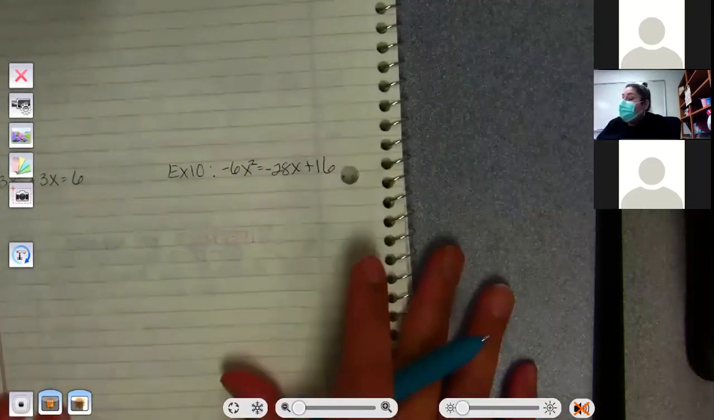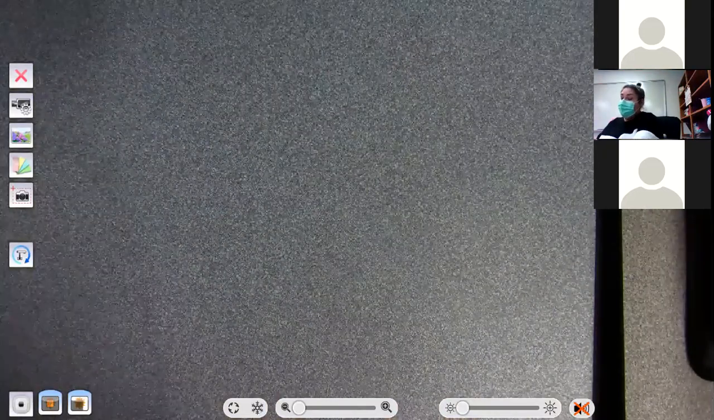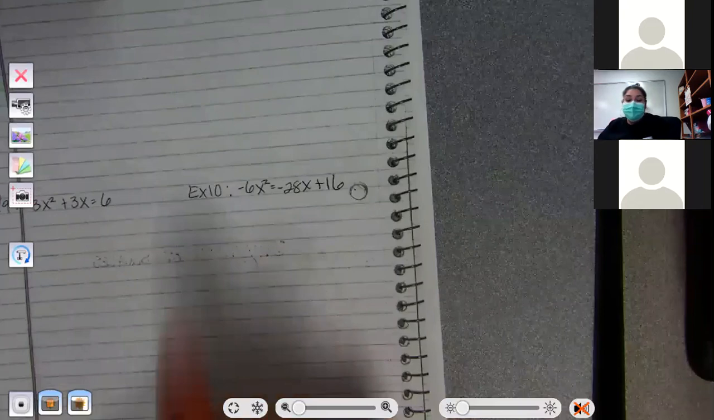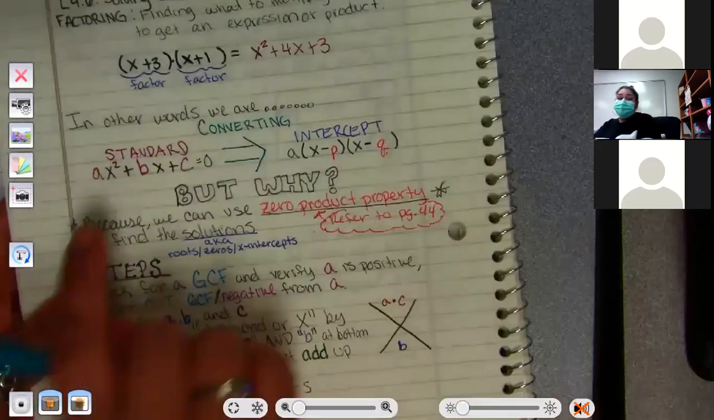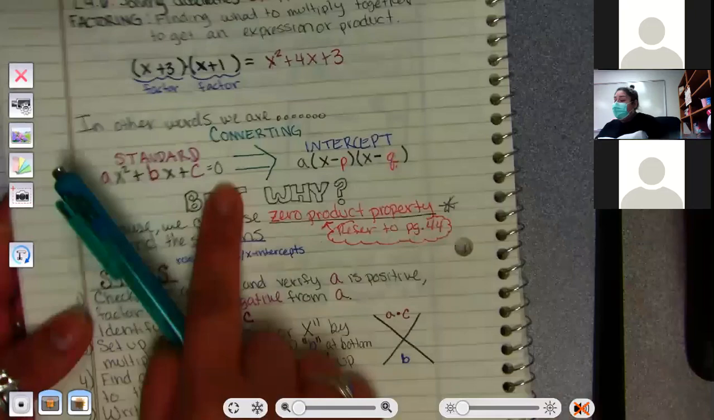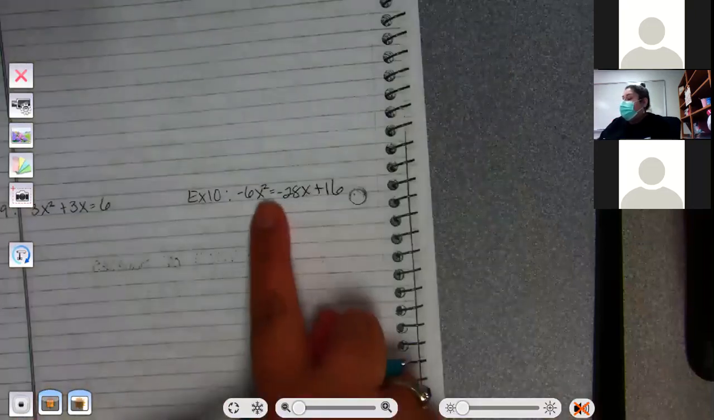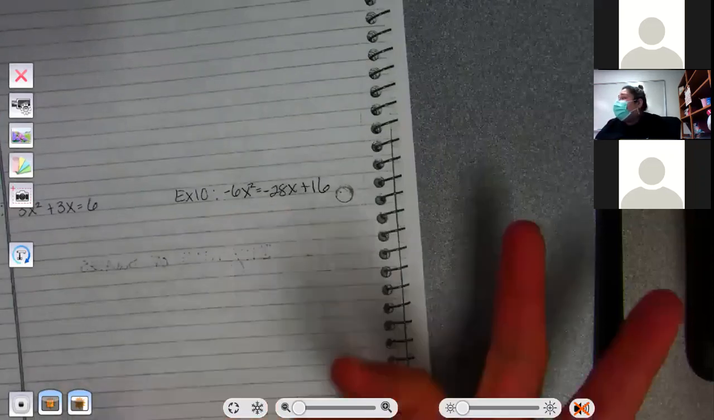Example 10. The first thing, let me write it over here. I don't want to write it on mine. Okay, so here's example 10, right? So the first thing I told y'all you need to do is make sure that it looks like a true standard form: Ax squared plus bx plus c, and it has to be equal to 0. This is not equal to 0. They're separated, right? So you can look at it either way.